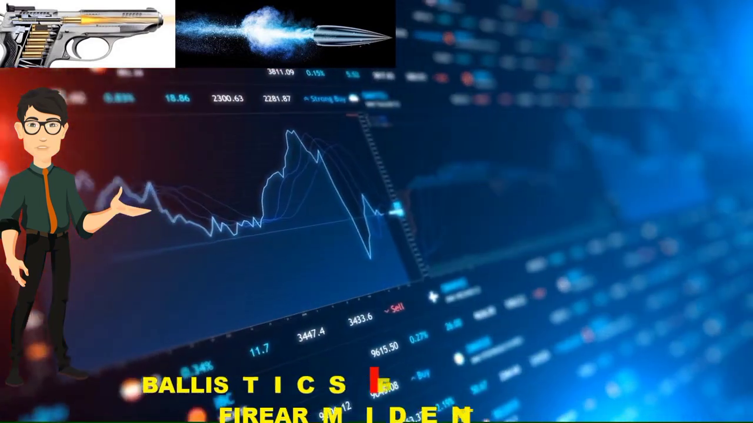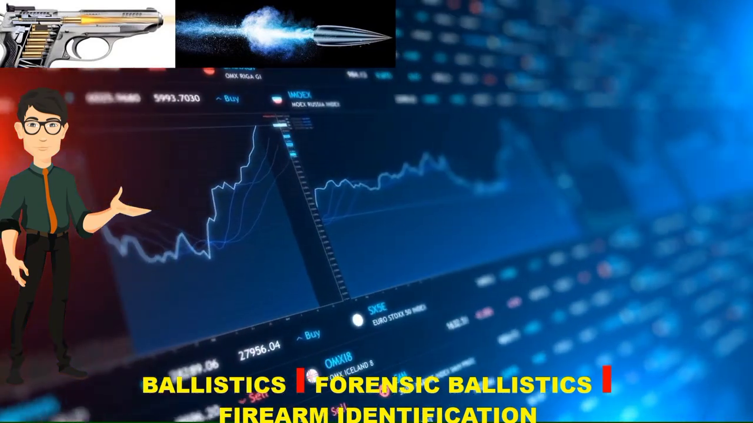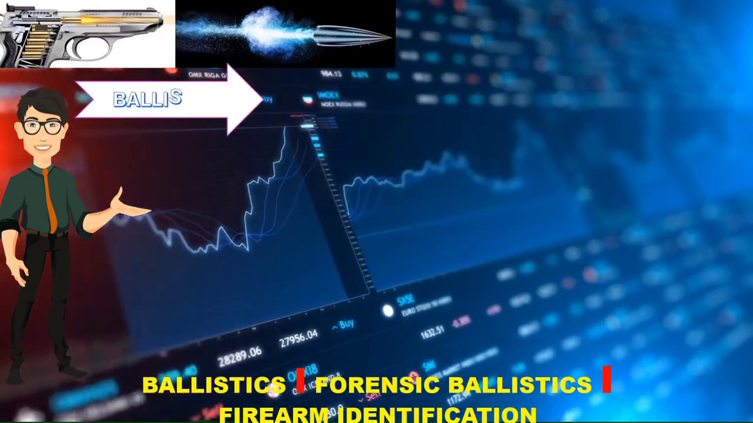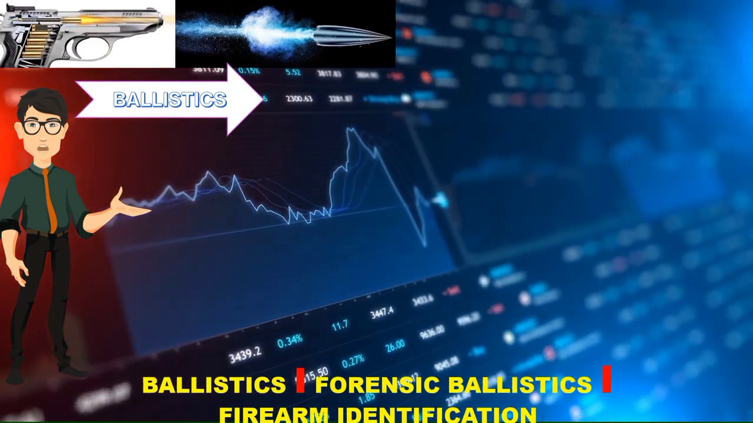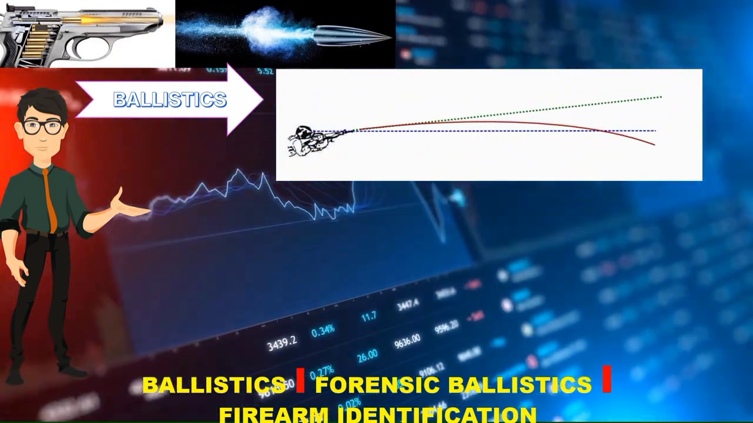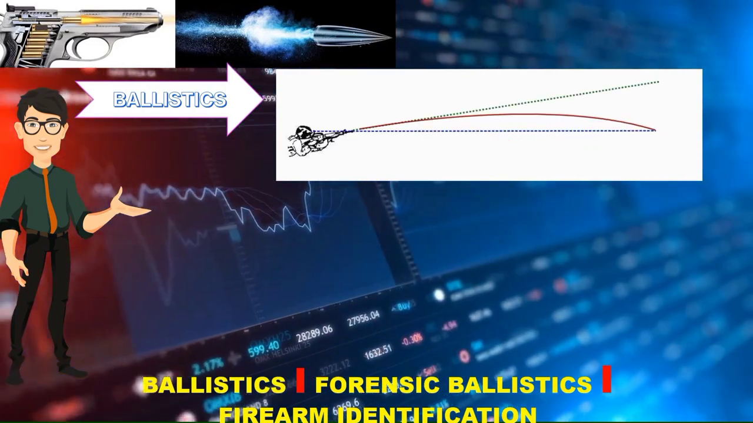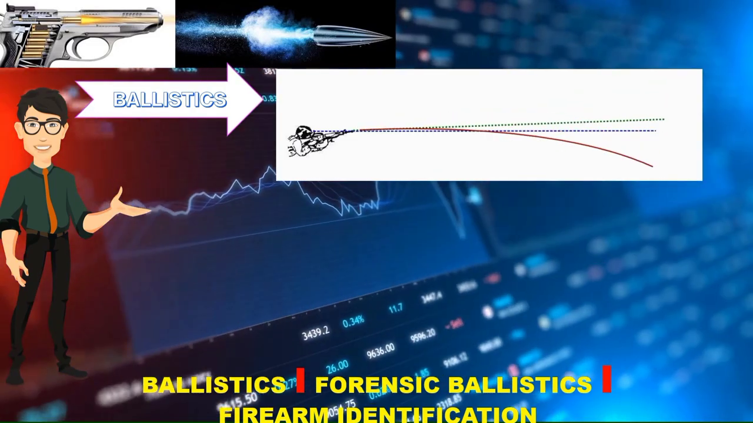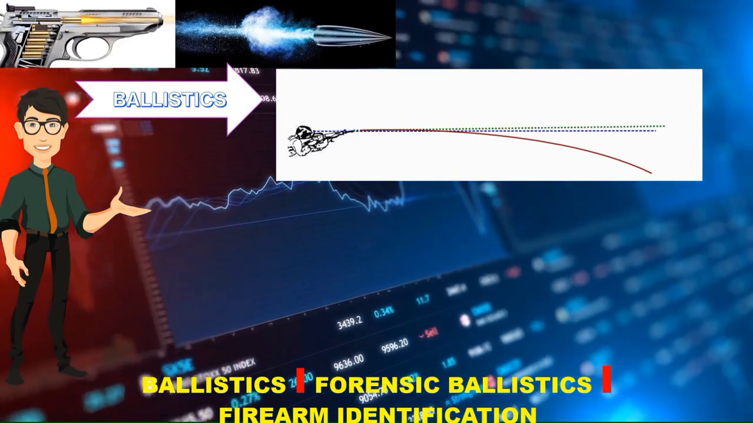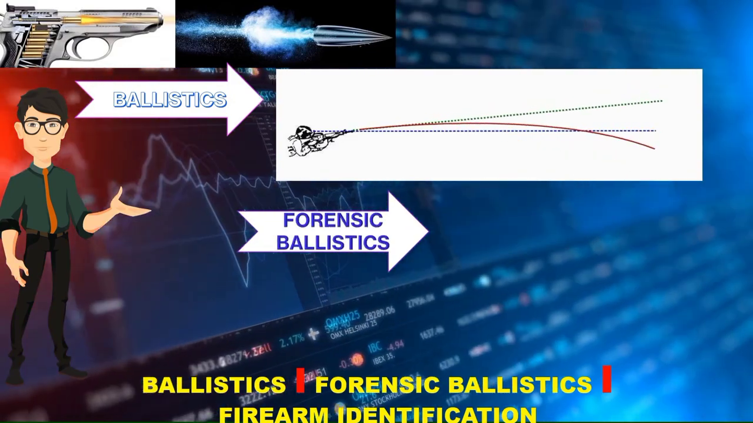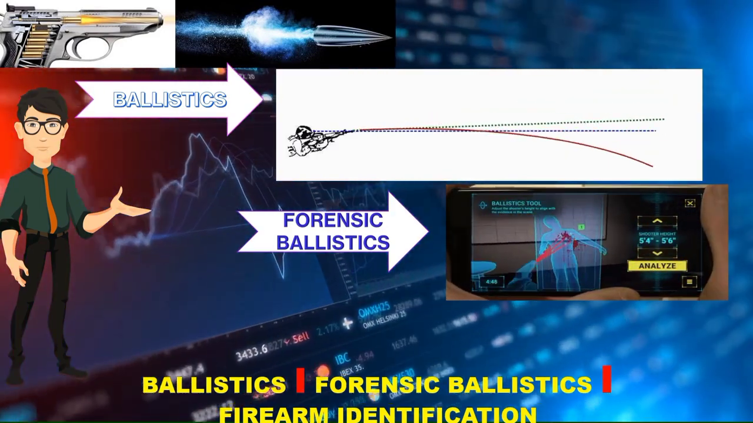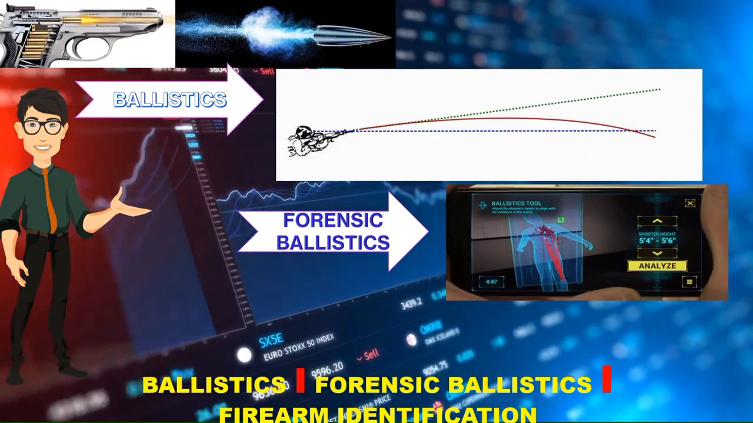Let us determine the distinction between ballistics, forensic ballistics, and firearm identification. First, ballistics, as we previously defined, it is the study on the motion of projectiles. It focuses on the behavior, the motion, the movement of the projectile while on its flight. While forensic ballistics, it is the application of ballistics principle to legal matters or for court presentation or litigation.